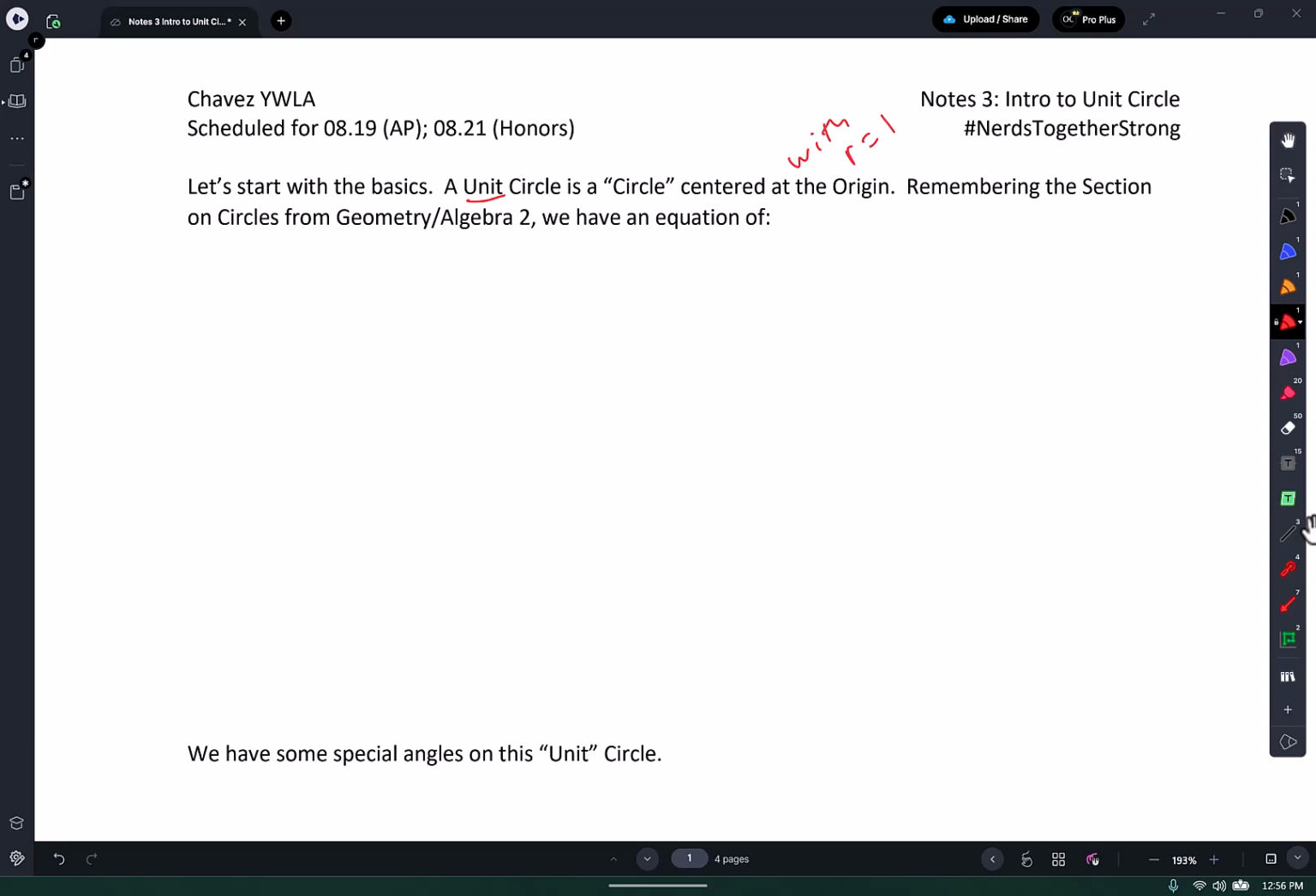Remembering the section of circles from geometry and algebra 2, we have an equation. So here's my unit circle centered at the origin. And remember, we said the radius was 1. Hopefully you remember from your algebra 2 days that the equation of a circle is x squared plus y squared equals 1. That's from x squared plus y squared equals r squared.